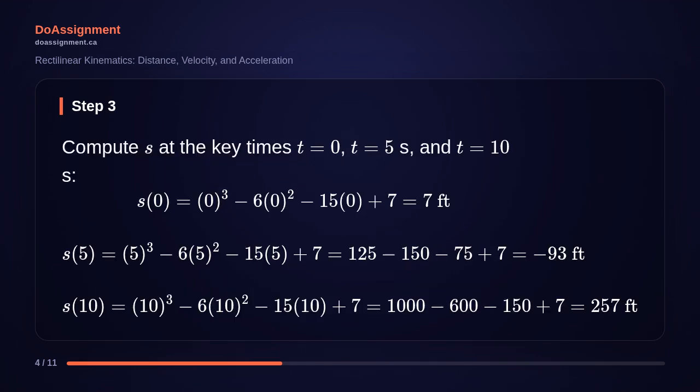We evaluate the position function at 3 key times, t equals 0, t equals 5 seconds, and t equals 10 seconds. The results are 7 feet, -93 feet, and 257 feet, respectively.